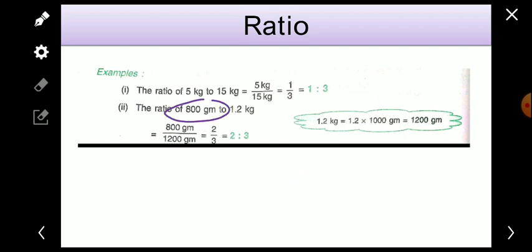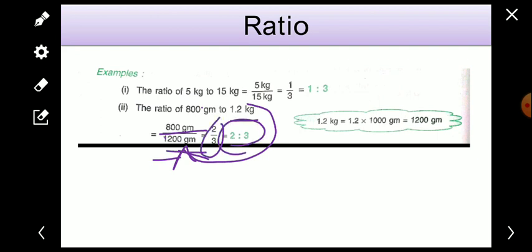Otherwise, if you want to convert this one into kilogram, then you can convert, but make it the same. Both should be kg or both should be gram. So here we have just converted kg into gram simply. So 800 gram by 1200 gram, 1.2 kg means 1200 gram. Then we find the ratio, then 2 by 3, it means 2 is to 3. Got it? How to convert, we already know.